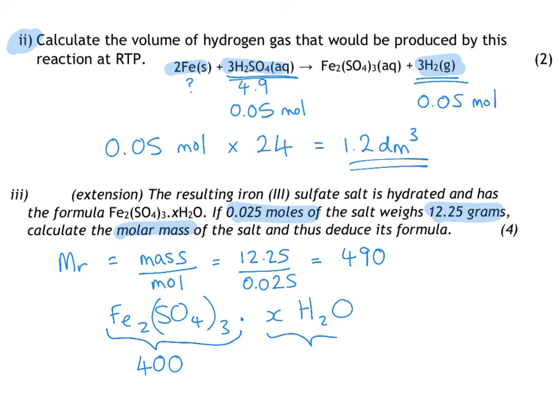What that tells me is that the mass of the water is 90 in every mole of this salt. If I work out 2 hydrogens plus 1 oxygen, H2O on its own, just one of them, weighs 18 grams per mole. So I'm just going to see how many times 18 goes into 90, and it is 5. Therefore, my formula is Fe2(SO4)3.5H2O.